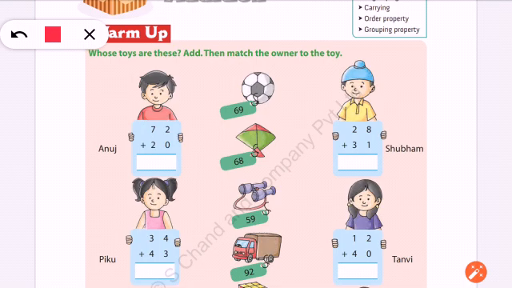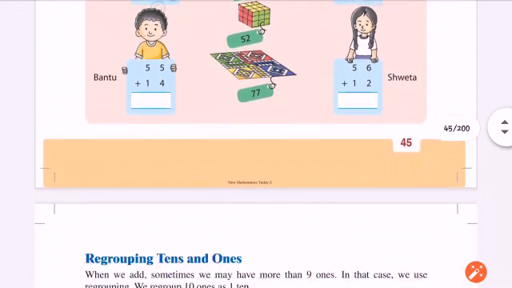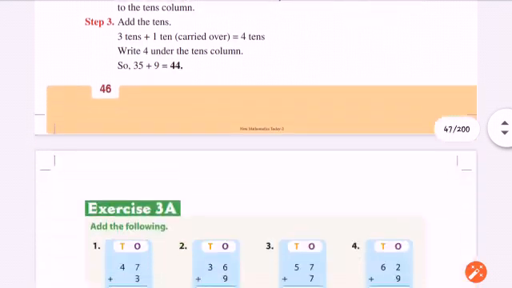So first question is 2, 0. So 2 and 0 plus equals to 2. And 7 plus 2 equals to 9. Okay. 8 plus 1 equals to 9. And 2 plus 3 equals to 5. Okay. So these type of questions are very easy for you. Now we will start our exercise.